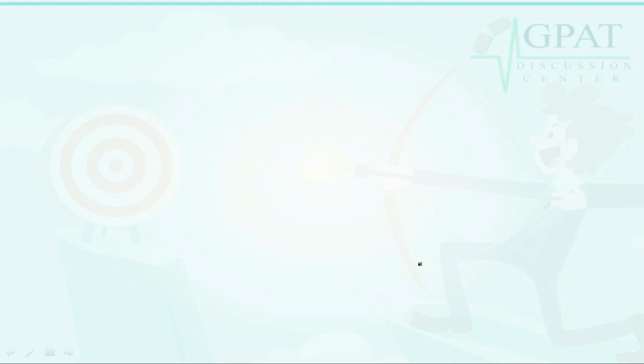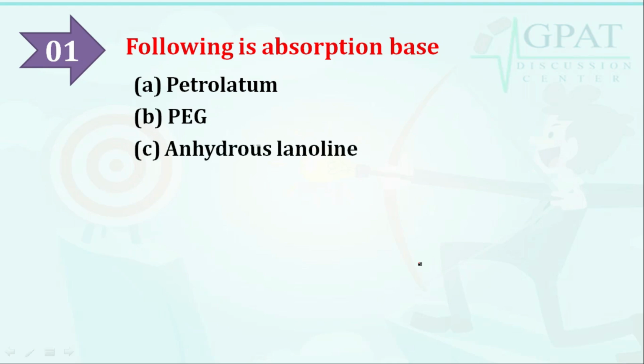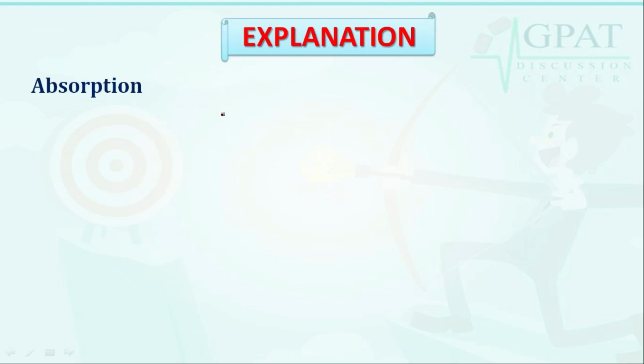So today in this video we are going to cover some very important questions for your railway pharmacist exam. The first question is, which of the following is an absorption base? Options are: option A, petrolatum; option B, PEG; option C, anhydrous lanolin; option D, all of the above. So which is the absorption base? The correct answer is anhydrous lanolin. Let's discuss with the help of the explanation.